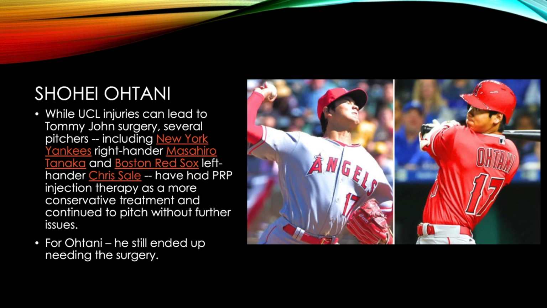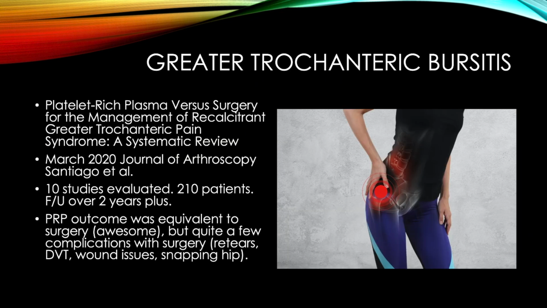All right, trochanteric bursitis. This is pretty exciting. PRP versus surgery. They both did well in these meta-analyses of 10 studies, over 200 patients. So they both did well. PRP therapies did really well, equivalent to surgery, but they didn't have all the complication rates, right? Like re-tears or blood clots or wound issues, snapping hip. So it's better, obviously, to try PRP therapy first.